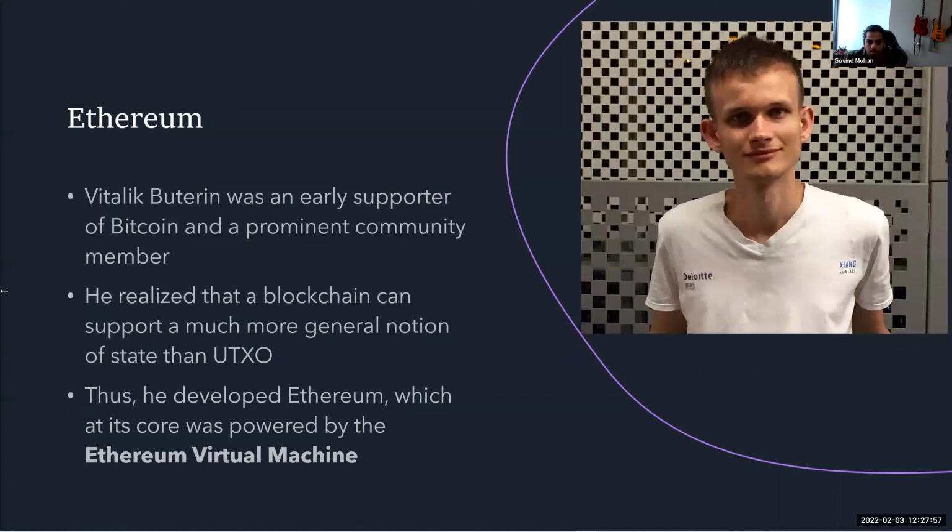Now, there's a bit of a transition here. UTXO is interesting because UTXO is a notion of state. And let's talk about Vitalik Buterin here. You probably recognize him at this point. He's the guy who made Ethereum. He was an early supporter of Bitcoin and a prominent community member who realized that the blockchain can support a more general notion of state than UTXO. And he developed Ethereum, which is powered by the Ethereum Virtual Machine. But we're going to unpack all of this.